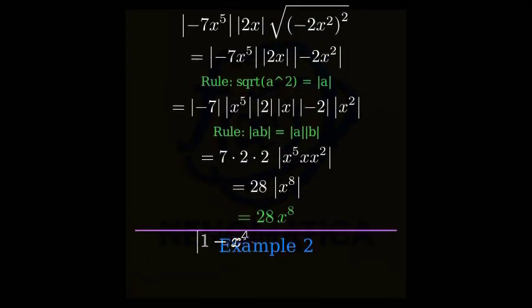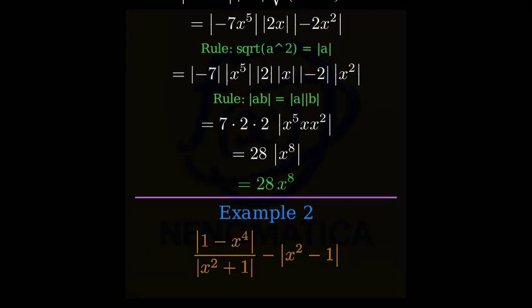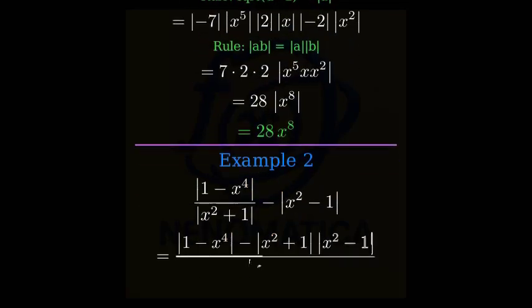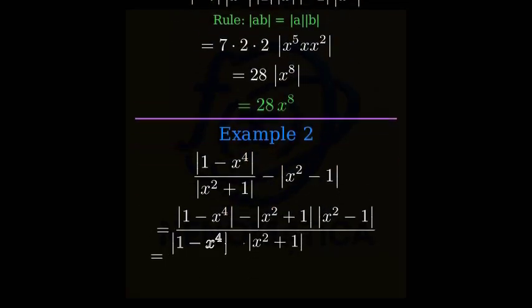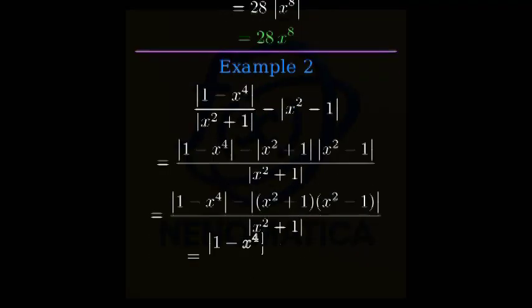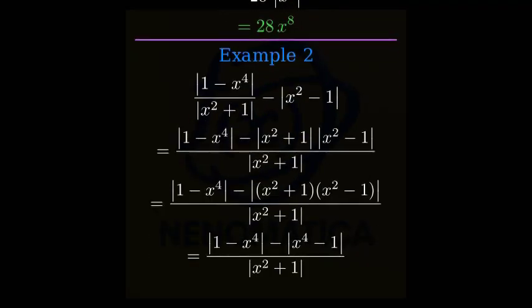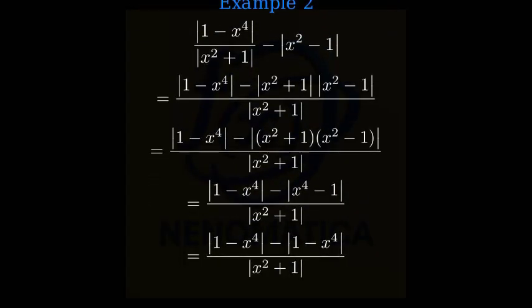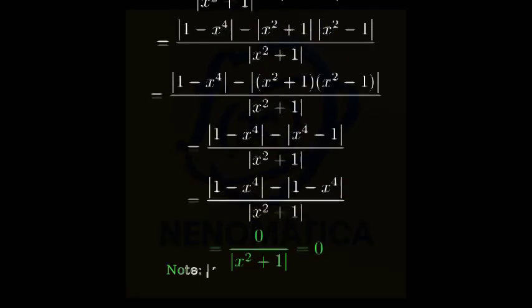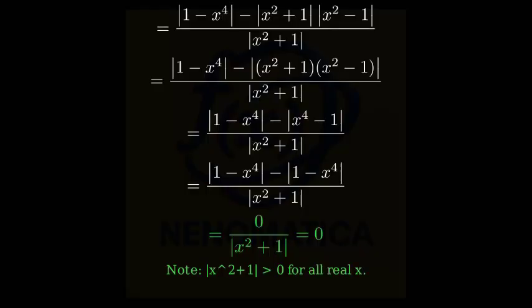Example 2. Evaluate absolute value of 1 minus x to the 4th over absolute value of x squared plus 1 minus absolute value of x squared minus 1. Put the expressions over a common denominator. Recognize that x squared plus 1 times x squared minus 1 equals x to the 4th minus 1. The absolute value of x to the 4th minus 1 equals the absolute value of 1 minus x to the 4th. The numerator is 0, so the value is 0 for all real x.